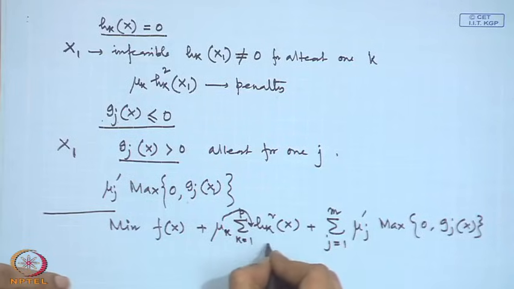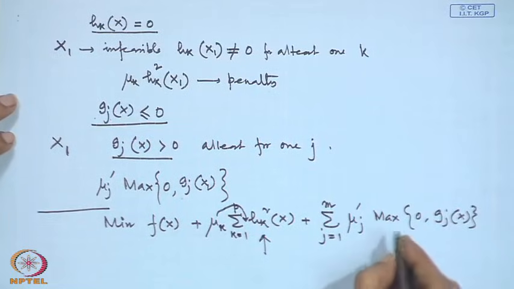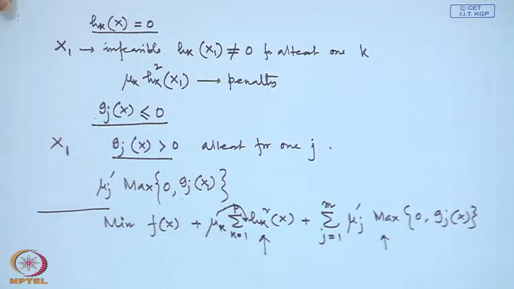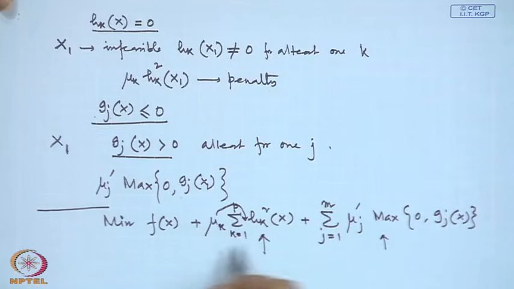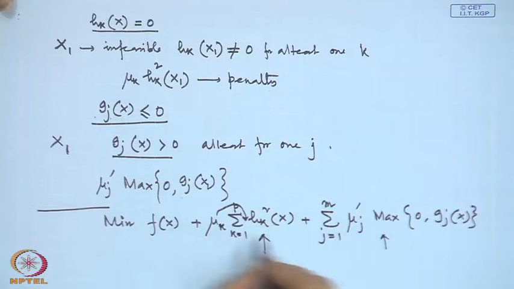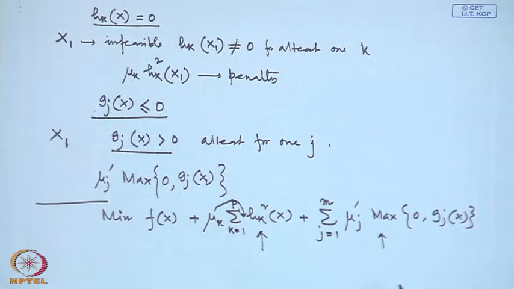Now, for the equality constraint, this is the penalty term for any infeasible selection, and for the inequality constraint, this is the penalty term for any infeasible selection. Thus, we can say that we are trying to minimize the total penalty as well as the function f(x). That is why these are all coming in additive form, and this could be the representative of the given original nonlinear programming problem.